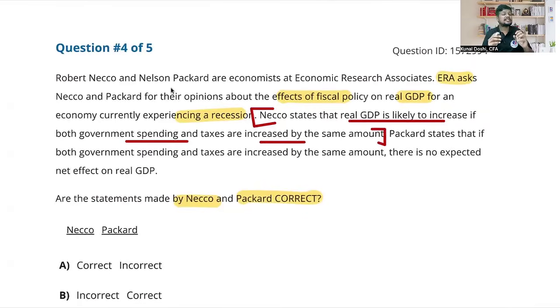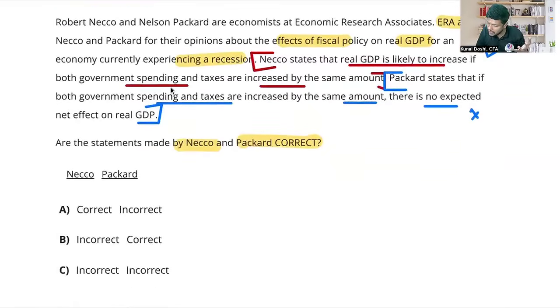Yes, we did understand that if the budget is balanced, the aggregate demand increases. That was the concept of balanced budget multiplier, right? So that is correct. Packard states that if both government spending and taxes are increased by the same amount, there is no expected real effect on GDP. So this is a completely opposite statement. So either of the statements has to be right, right? So who has been correct here? Nico has been correct. Packard has been incorrect. The answer is A. Everyone correct, correct, correct.